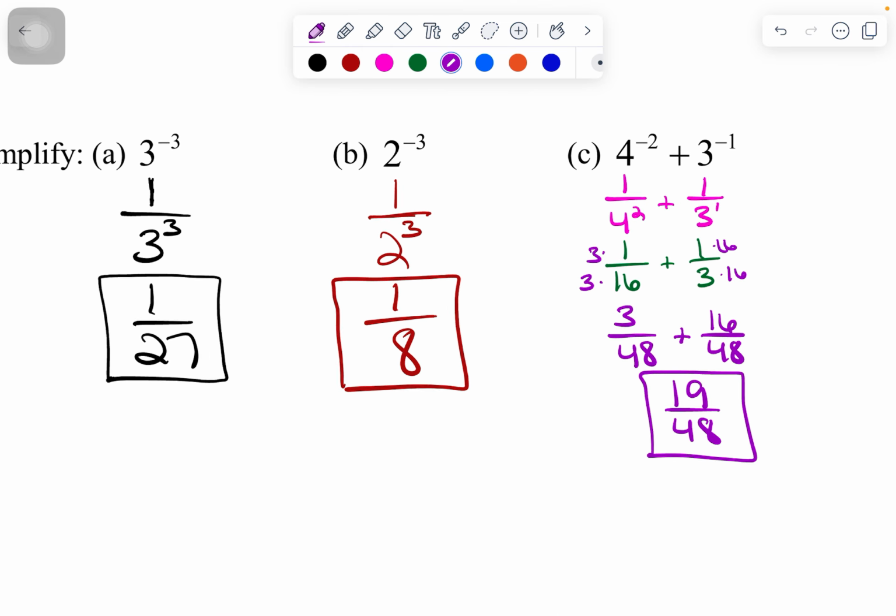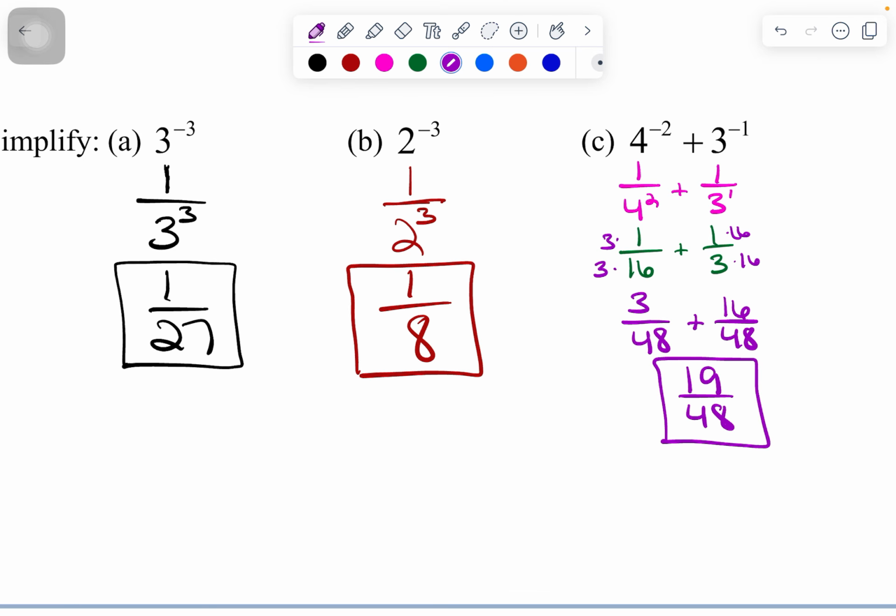All right, so there are the three parts, A, B, and C. Negative exponents, again, not a single one of these problems actually had a negative answer, but you did create some lovely fractions.